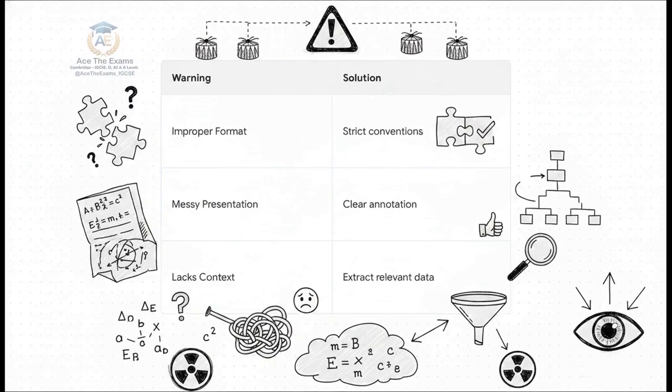Warning number 3, and honestly, this is a huge one. Answers are not specific to the context given. Like our student Alex from earlier, they just write everything they know about binding energy rather than tailoring it to the specific nuclear reaction or isotope the question actually asked about. The solution? Deconstruct the question and extract only the relevant data. Don't write a novel, write a targeted answer.